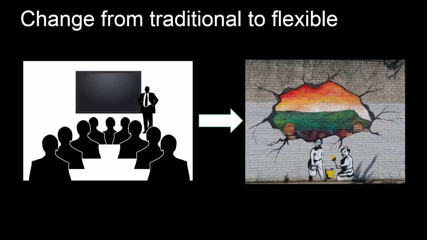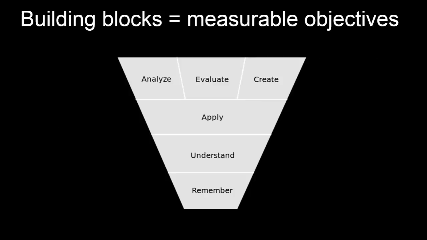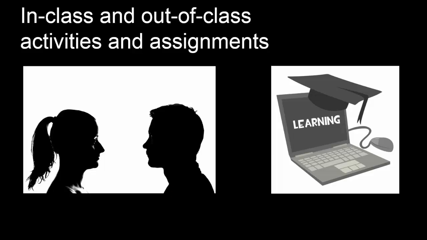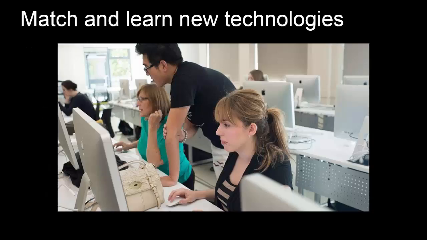The best method of changing from a traditional style of teaching to a more flexible style is to go back to the building blocks of the course, the objectives. Instructors first solidify measurable objectives. Then they look at the activities and assignments, both inside and outside of the classroom, that will best lead their students to these objectives. During this process, instructors may need to find new technologies and learn how to use them in order to offer the students the best combination of function and flexibility for student learning.